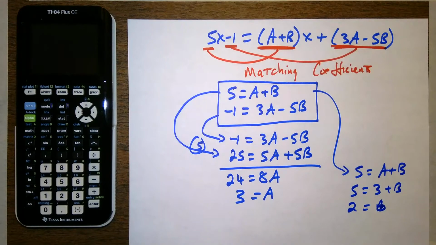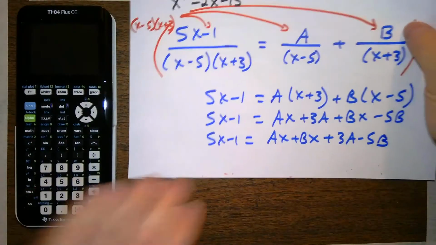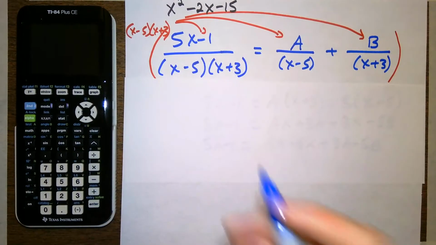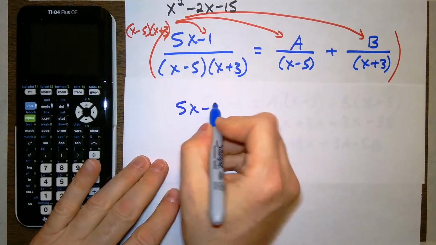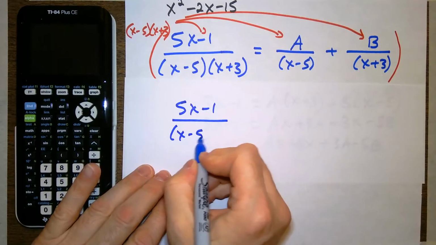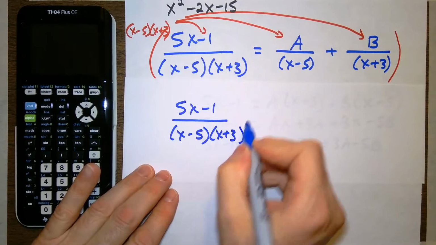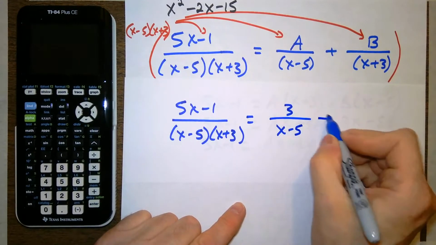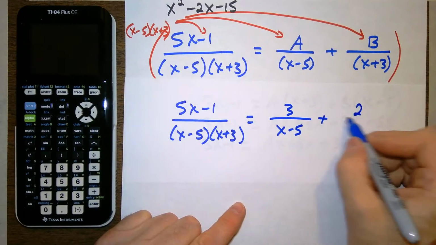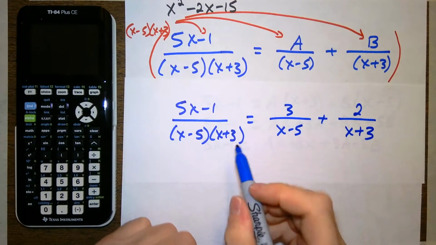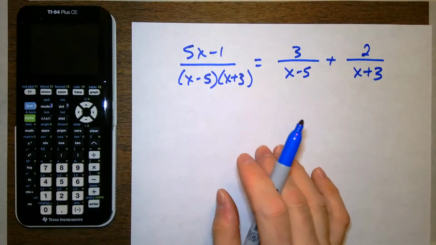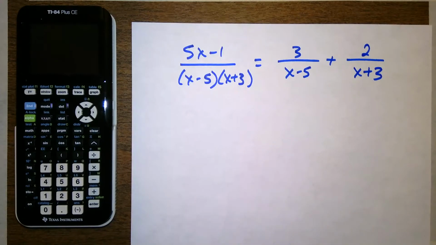So if I go back to the original equation, as I broke it down, I now know that (5x minus 1) over (x minus 5)(x plus 3) is equal to my a value, which was 3 over x minus 5, plus my b value, which was 2 over x plus 3. And there it is. We've broken this down into two partial fractions. Now it will get harder, and there's some twists along the way.